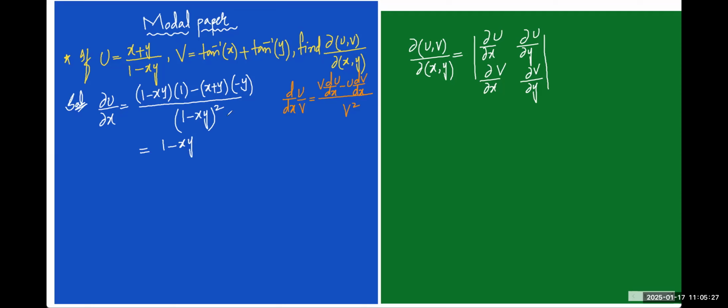Minus into minus is plus, and here x into y, xy. Again minus into minus plus y square, divided by 1 minus xy whole square. The plus xy and minus xy cancel here. We are left with 1 plus y square divided by 1 minus xy whole square.